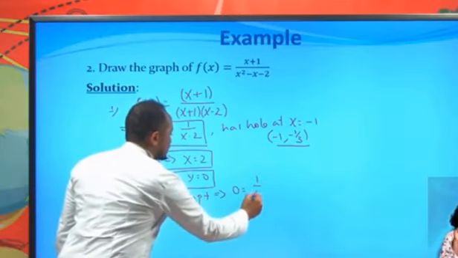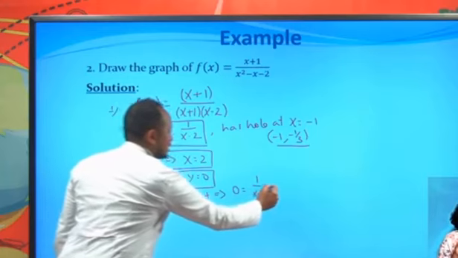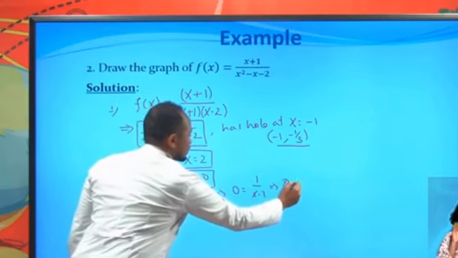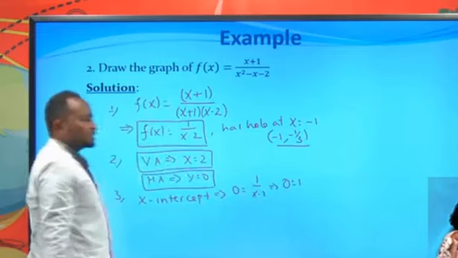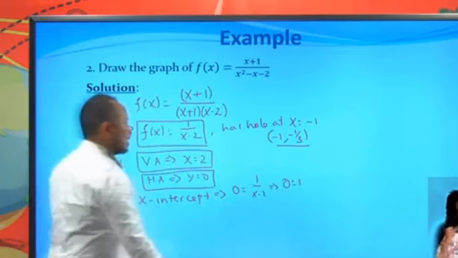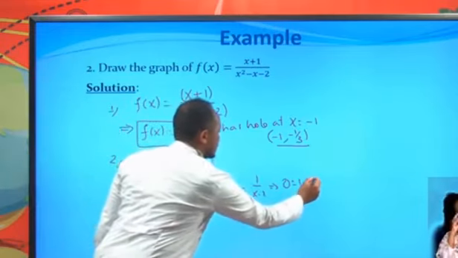The graph does not intersect this horizontal asymptote. So after this, we'll draw the graph. Let's draw the graph here.